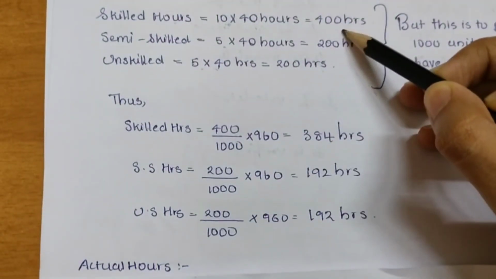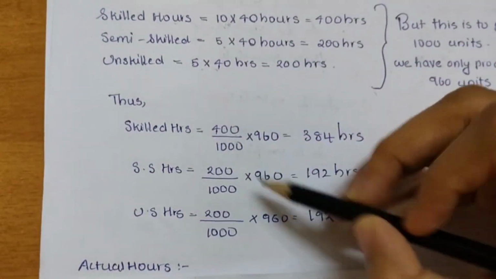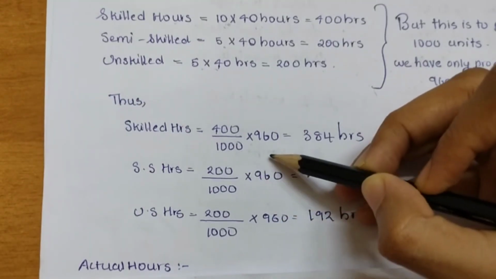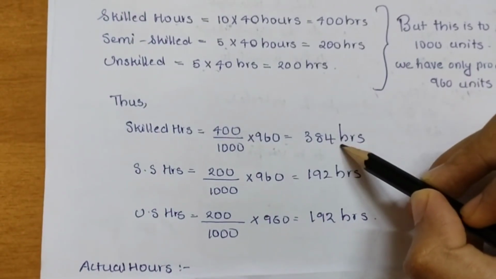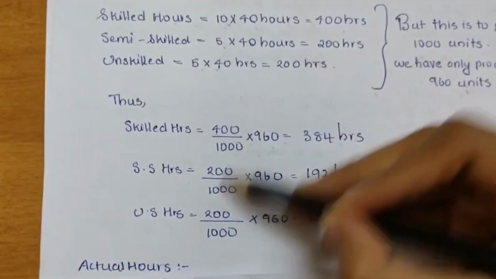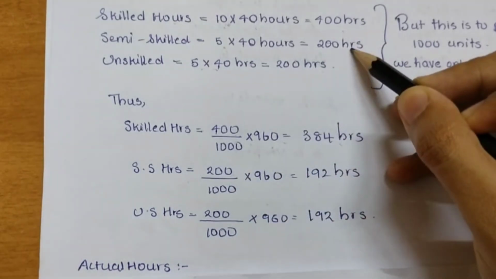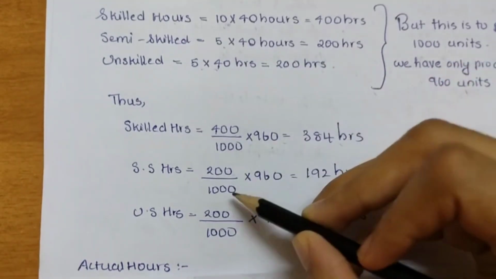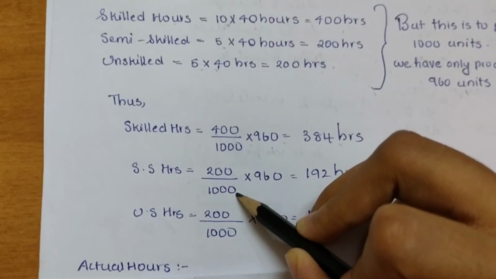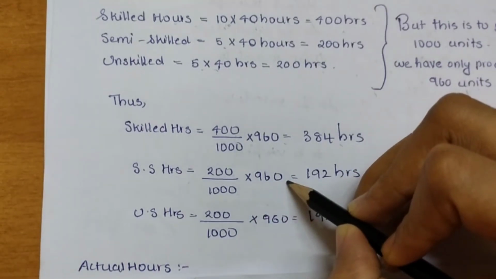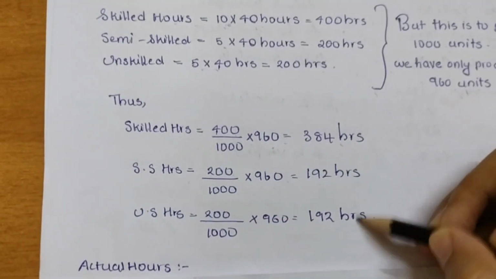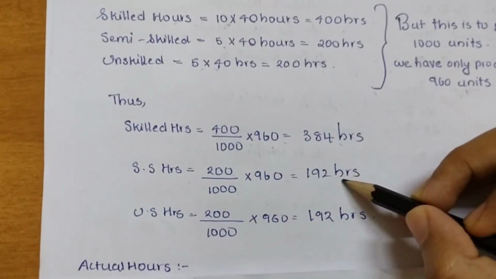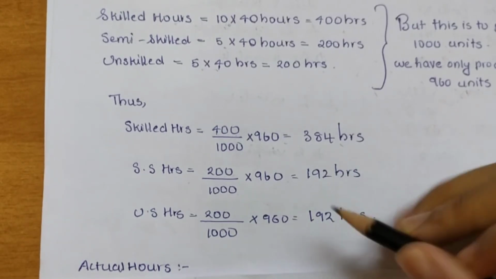That means there were 400 hours of skilled labor to make 1000 units, but we actually are making 960 units, so we convert them and get 384 hours. For semi-skilled hours, the same calculation: 200 hours of semi-skilled labor was to make 1000 units, but we have only made 960 units, so we convert this as well. The same answer for unskilled. So 384 hours for skilled, 192 hours for semi-skilled, and 192 hours for unskilled will be used.